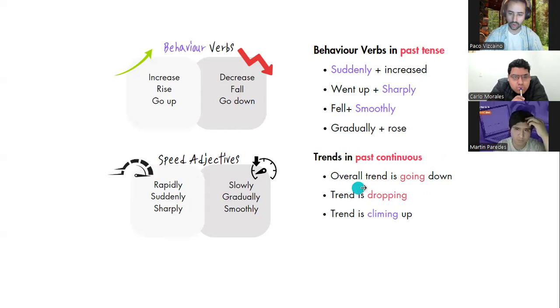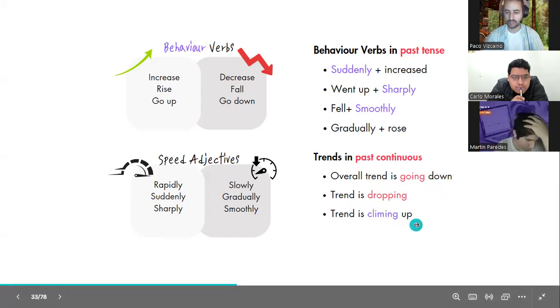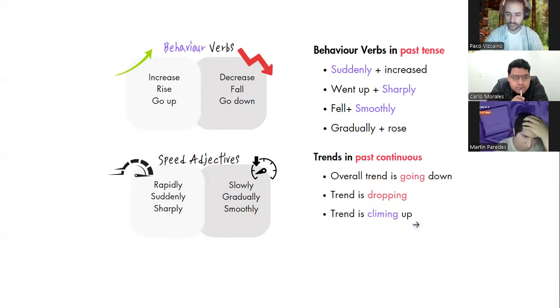This is one example. Overall trend is going down, trend is dropping, el continuo es ing. Overall trend is going down, overall trend is dropping, quiere decir se está cayendo. Trend is climbing up. Entonces, recuerden, todo es en past tense excepto el trend. El trend sí va en continuo, ¿va? Muy bien.